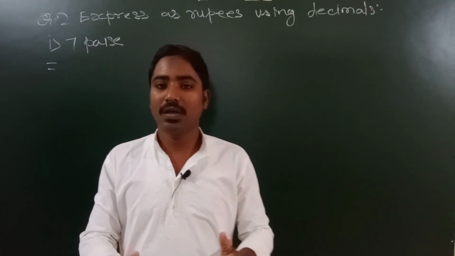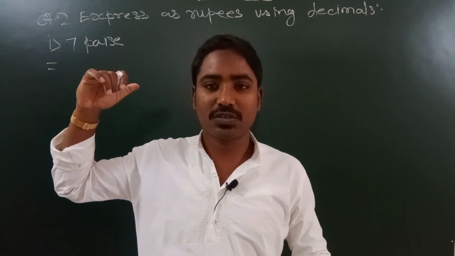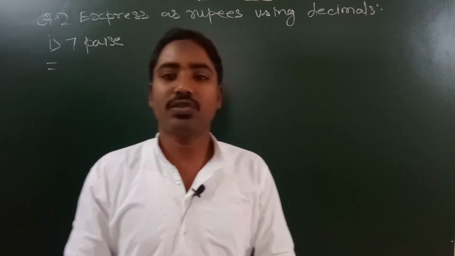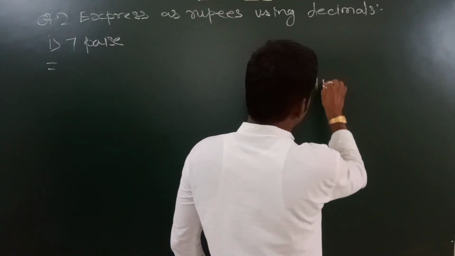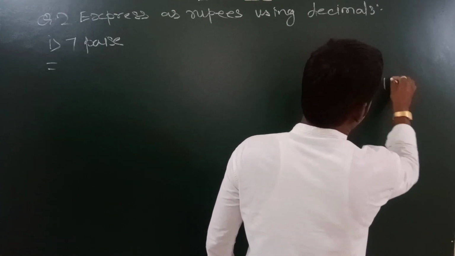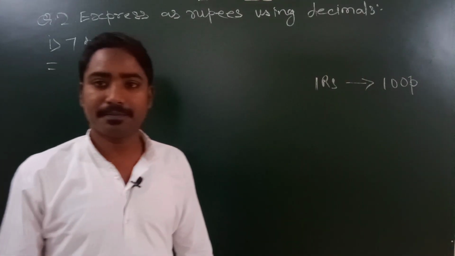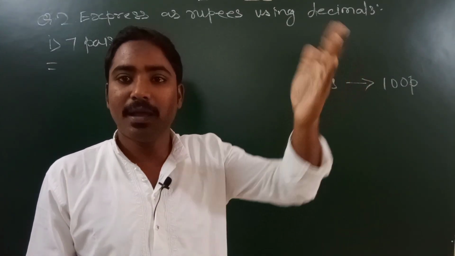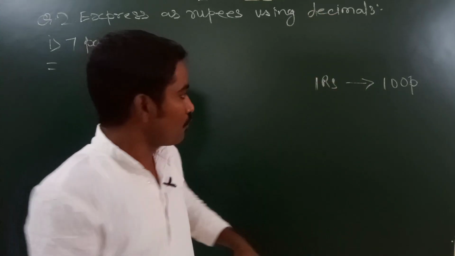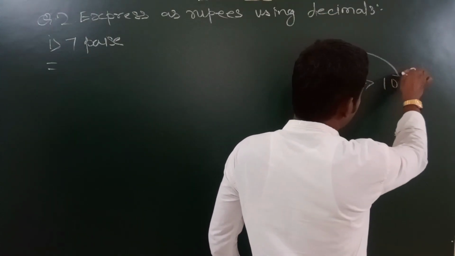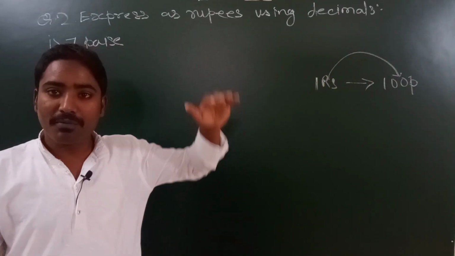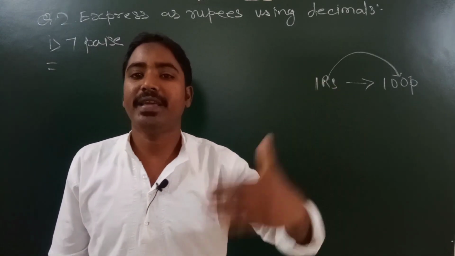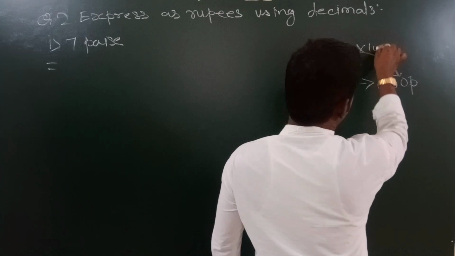Students, before starting the solution of this question, first I would like to tell you that we know that in 1 rupee we are having 100 paise. Rupee is a greater value and paise is a smaller value. So when we are going from rupees to paise, that is from a greater value to a smaller value, we are multiplying by 100.